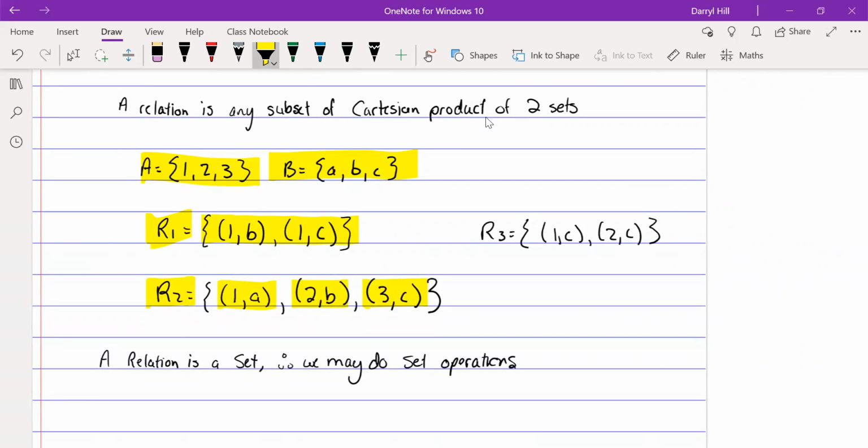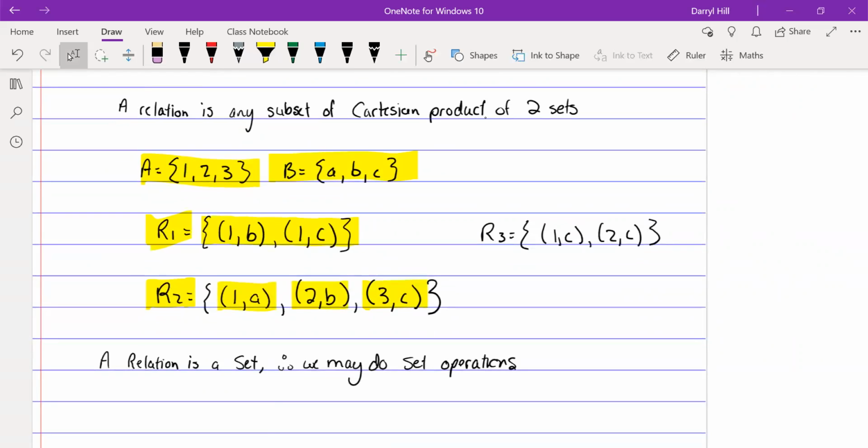Again, a relation is similar to a function, but it's less restrictive. It's actually a superset of the function. Well, functions aren't really defined as sets, so I guess maybe they could be. R3 is 1 to C, 2 maps to C. Those are all valid relations. So a relation has a lot more flexibility than a function.